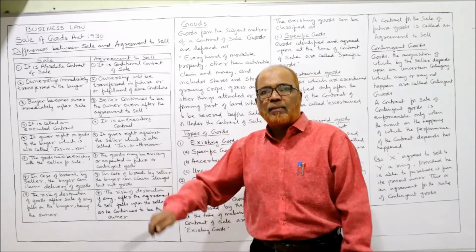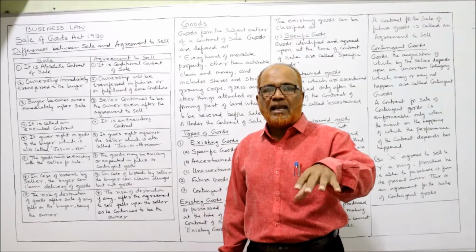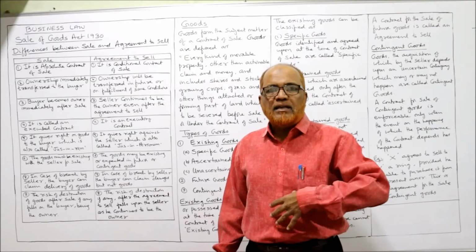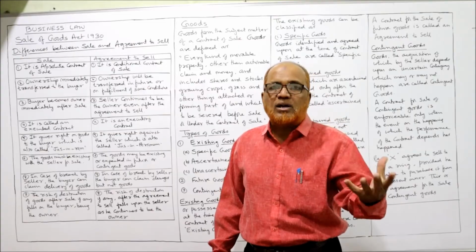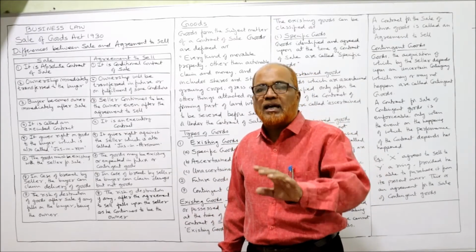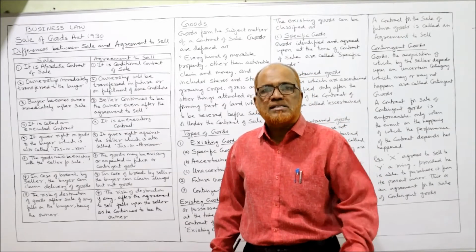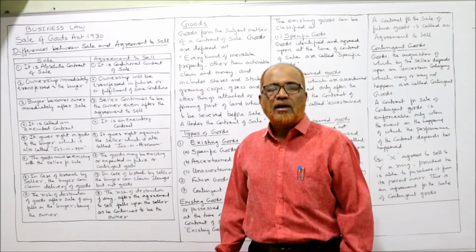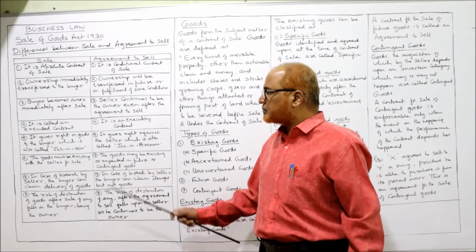But in case of agreement to sell, if there is a violation by the seller, the buyer will not have the right against the goods. The buyer will have the right against the person, meaning the seller. He can sue the seller. He can sue the seller for damages.